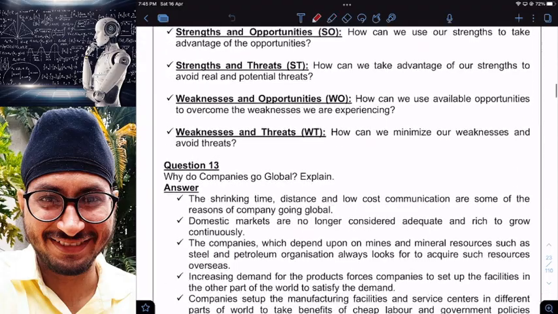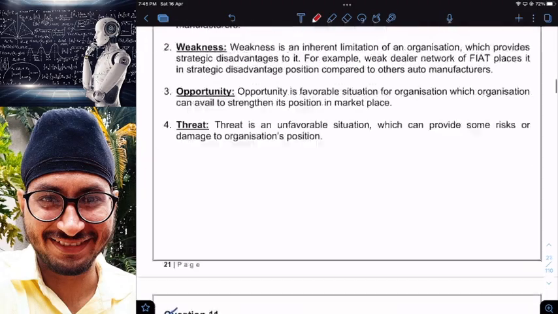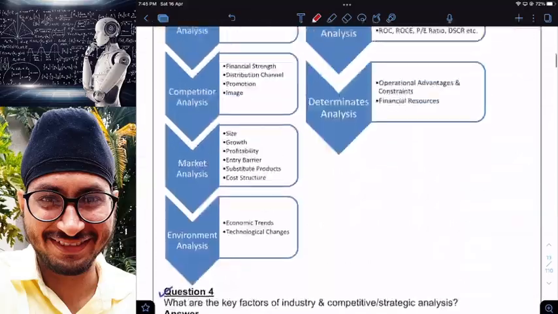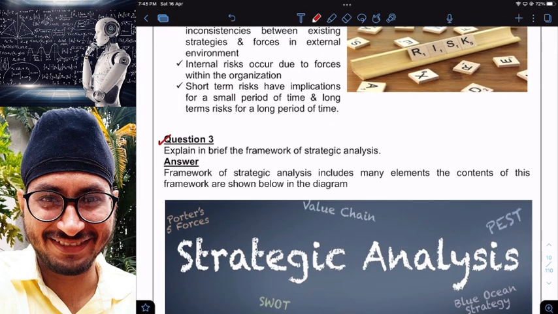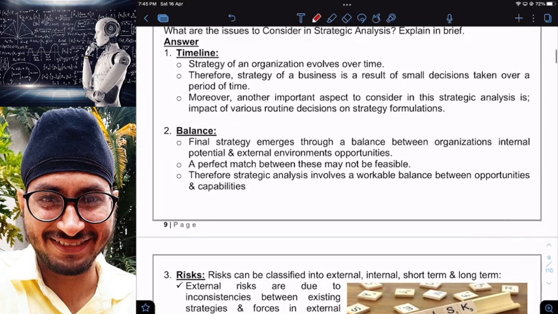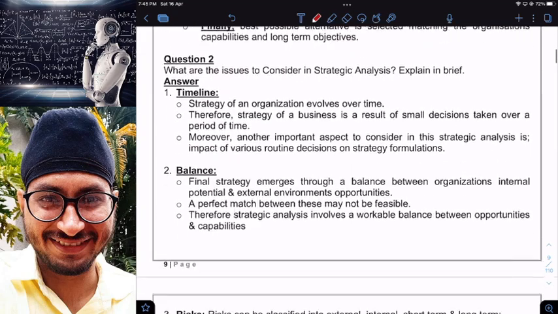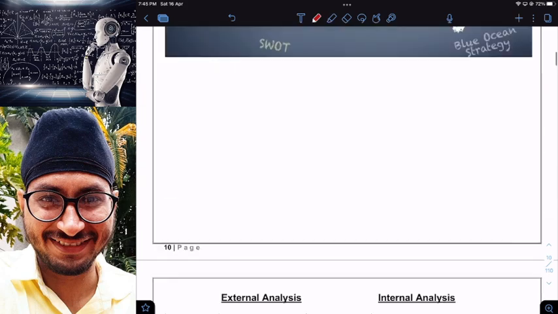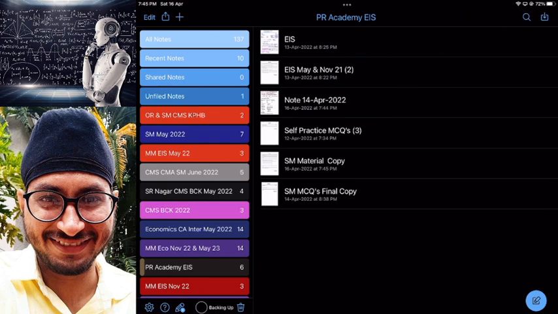So 13 and 14 we have done. This we just now discussed, right? Internal analysis, external analysis. Question number 3. Here, internal analysis, external analysis, and then strategic analysis. Here we have discussed strategic analysis and its components, that is internal and external. Now let us discuss question number 2. Clear? That is issues to consider in strategic analysis.